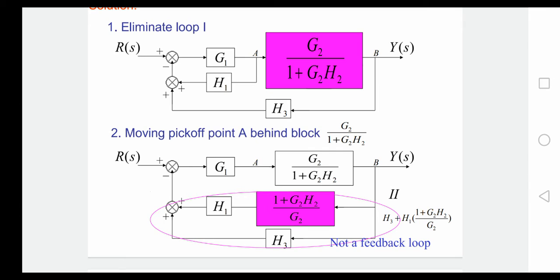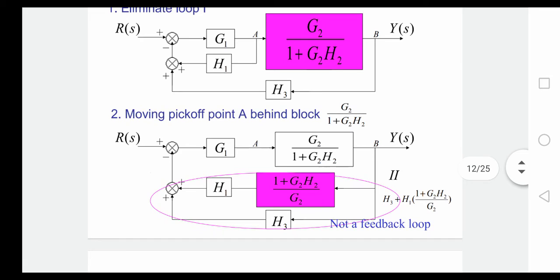Then what will happen, you are going to take that summing point after moving point A behind the block. You need to multiply with 1 by G. Behind the block means you need to multiply with 1 by G, then you get G2 divided by 1 plus G2 H2 divided by G2, and the remaining will be the same.